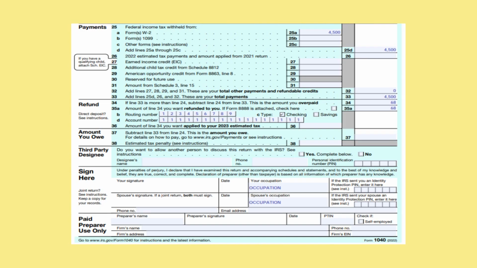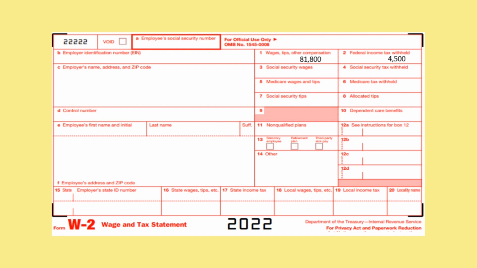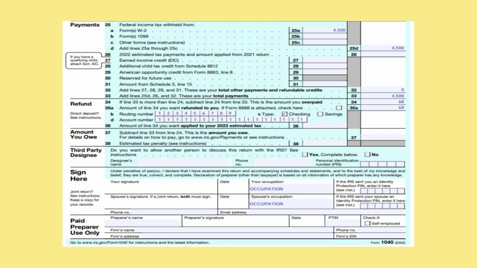On line 25a, report your federal income tax withholding from Form W-2 that you can find in Box 2. In our example, it is $4,500. On 25b, include any withholding from Form 1099, and on 25c from any other form that you had withholding on. Examples would be a Schedule K-1 or Form W-2G.